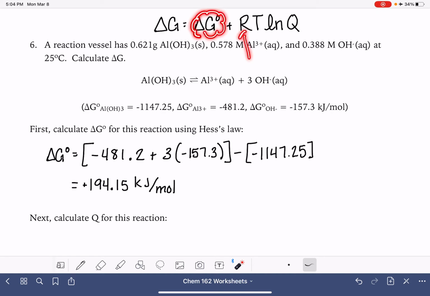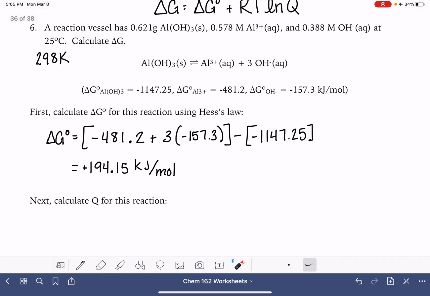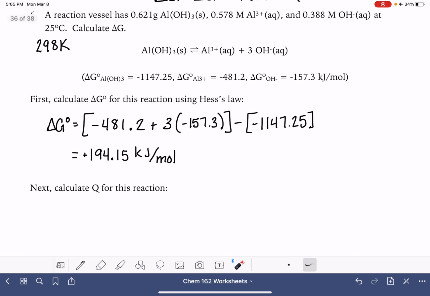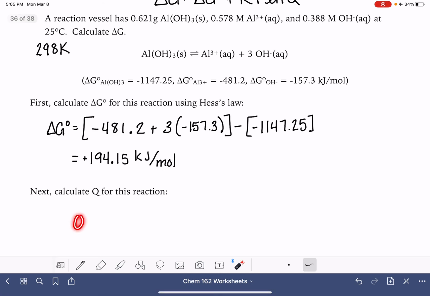We know the value of R, it's a constant. We know the temperature, it's 25 degrees Celsius, which is 298 Kelvin. And so now we need to know what Q is. Our next job is to calculate Q. Q is calculated the same way that we would calculate K. So we need our products over the reactants raised to their stoichiometric coefficients. And don't forget that we leave out pure solids and we also leave out pure liquids.